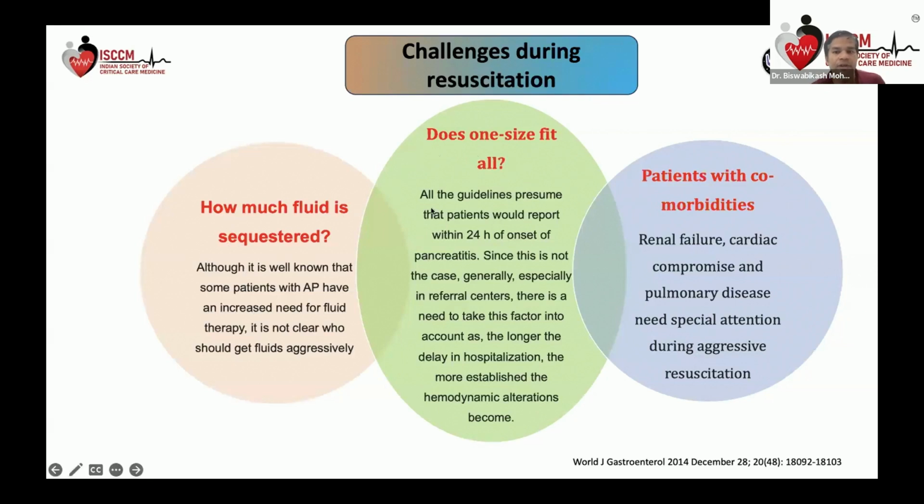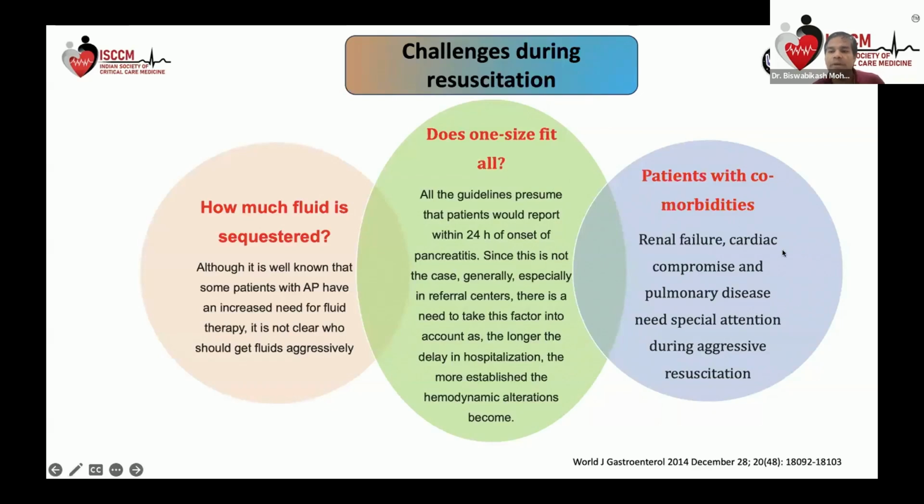Apart from that, does one size fit all? All the guidelines presume that patients should report within 24 hours of the onset of the pancreatitis. Since this is not the case, generally, especially in referral centers, there is a need to take this factor into account, as the longer the delay in hospitalization, the more established the hemodynamic alterations become. That means one size does not fit all patients. Depending on the presentation, we should assess how much fluid to give to the patient.